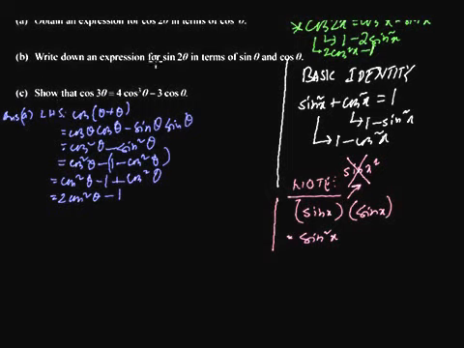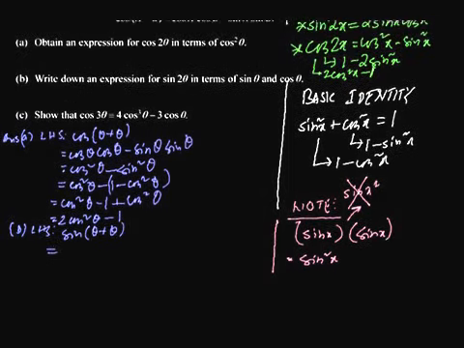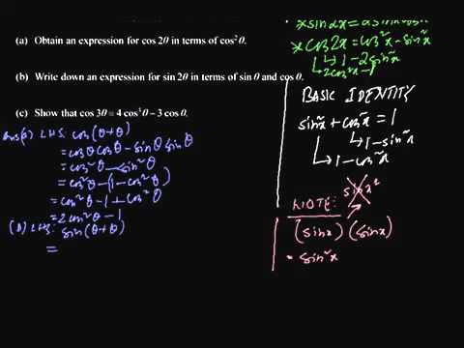Now the next one: write down an expression for sine 2 theta in terms of sine theta and cos theta. So, another of those common sums. We can write the left hand side is sine 2 theta, which is theta plus theta, and we know that sine 2 theta or theta plus theta is sine A cos B plus cos A sine B.